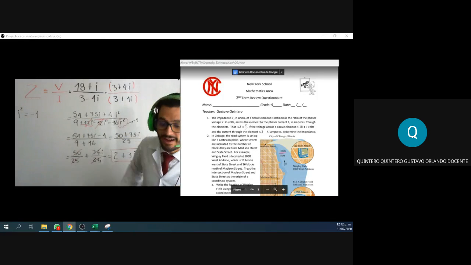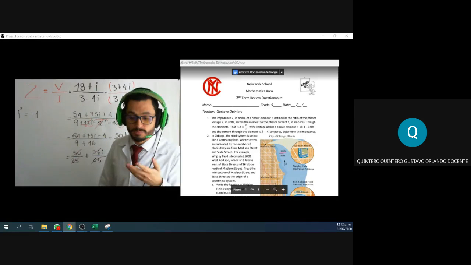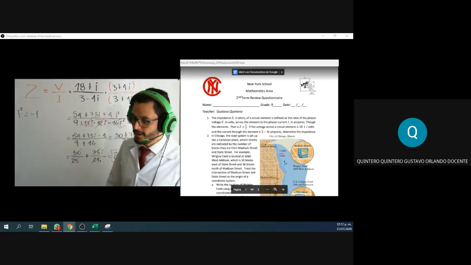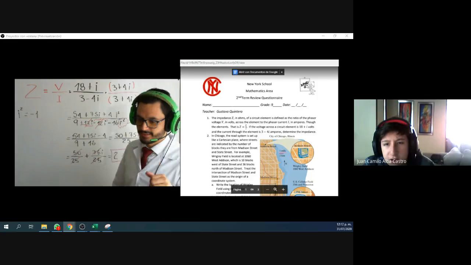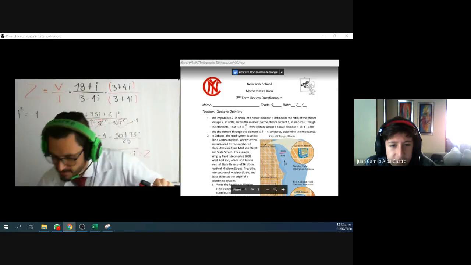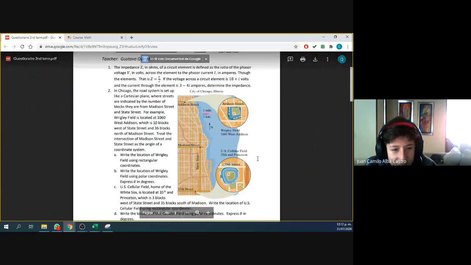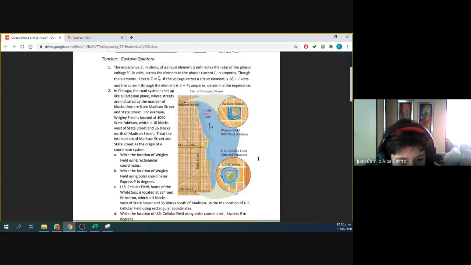All right, does anybody, this is an open question, this goes for everybody. Does anybody want to explain what question number 2 is about? Anybody? We have to find the coordinates where the right leaf file is, and using those locations, and in part B, using the polar coordinates, express it in degrees, and the C and the D, I didn't understand it.